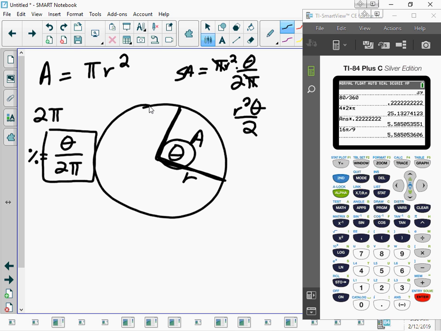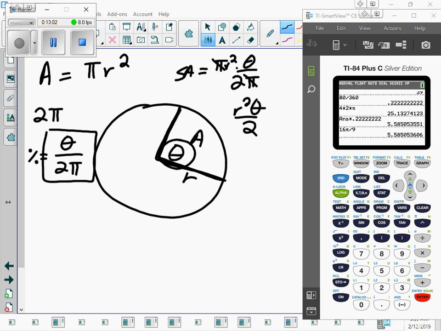Now let's double check. So look at page 429. In the top box, arc length is r theta, which only works in radians. In the bottom box, the area of a circular sector is 1/2 r squared theta. And once again, each of these formulas only works if your angle is in radians. If it's not in radians, then you convert it to radians.